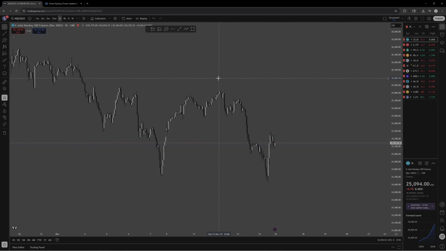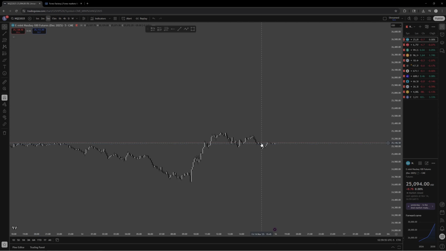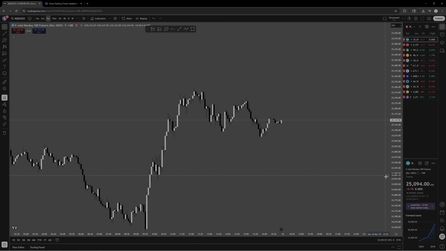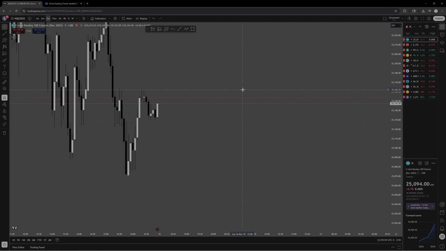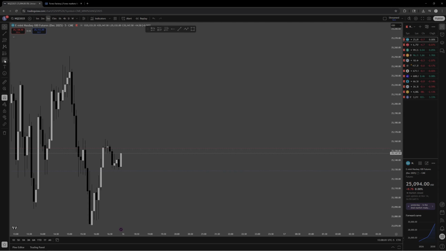Yeah, this is a pretty straightforward video, just going over the basics of TradingView and candlesticks. So to recap, each candle has an open, it has a low, it has a close, and it has a high.